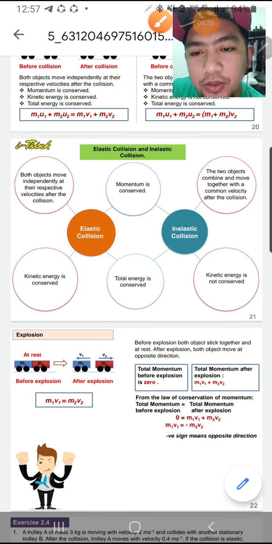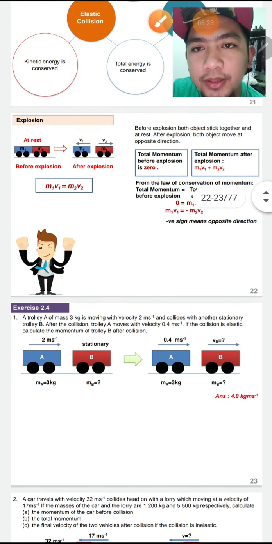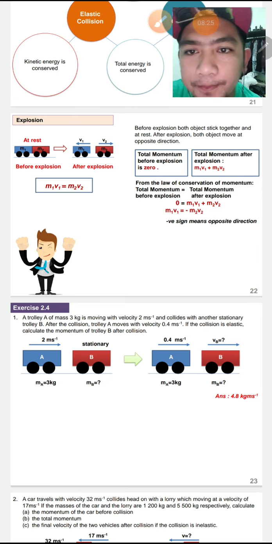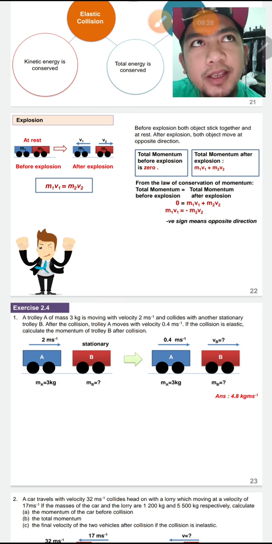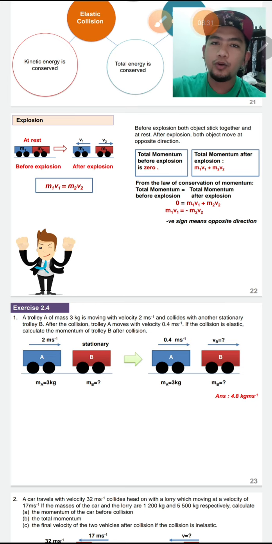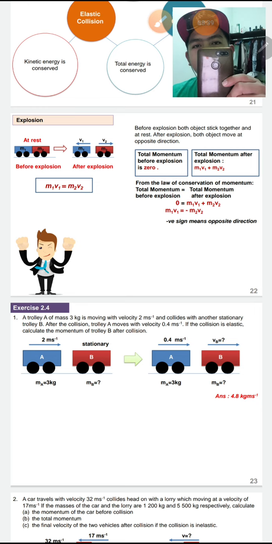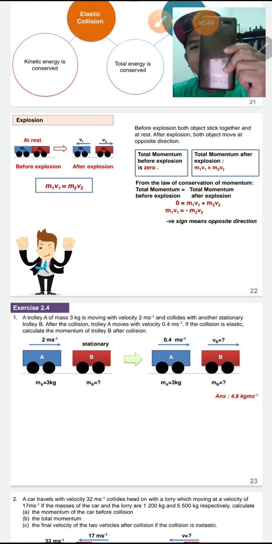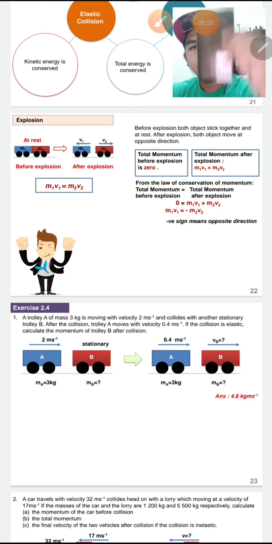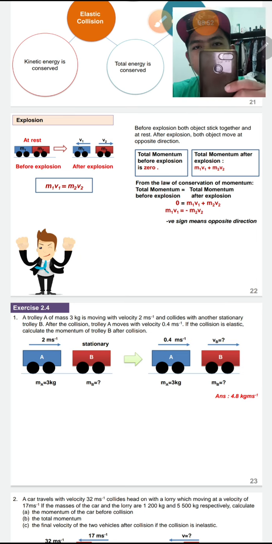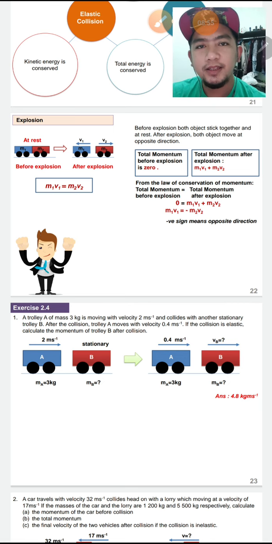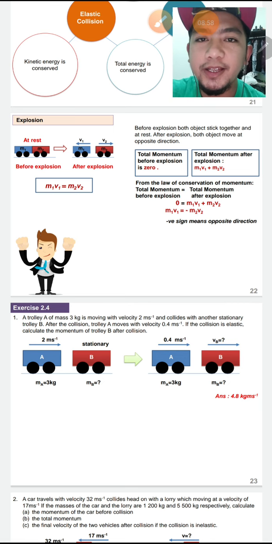Okay, so the last part for the momentum is about explosion. So what is explosion? Let's say you imagine the rocket moving upward. At first the rocket is stationary, and then the rocket is moving upward when the gas exhaust boosts the rocket upward. This situation we call momentum and explosion.